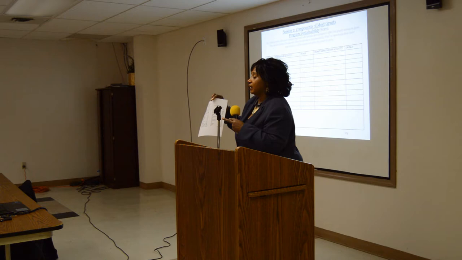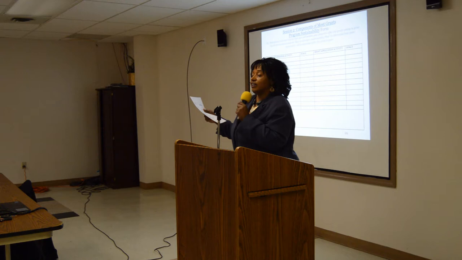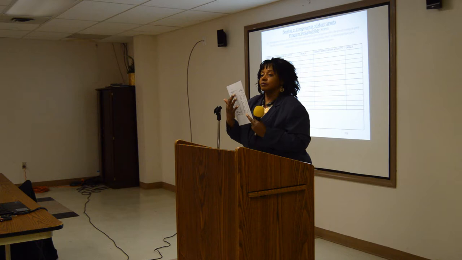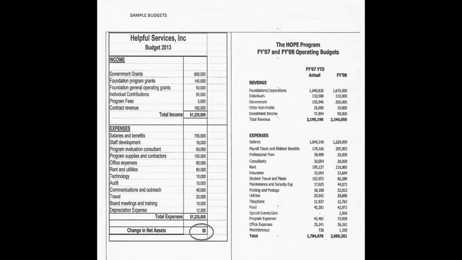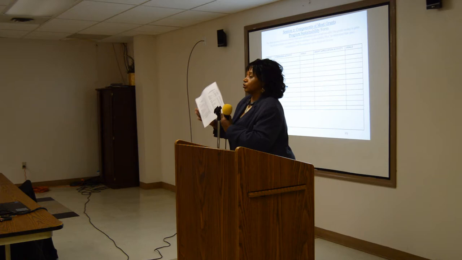The one on the right is a health services budget. And I like it because on the top it talks about government grants. So they're looking to get $800,000 from government grants. Have you found the page yet? It's the one with the two budgets on it. And I'm talking about the one on your left. That one, they're looking for $800,000 through grants, $140,000 through foundation program grants, $50,000 through foundation general operating grants, individual contributions, $50,000. That's what they're looking for. So this one gives you their expenses and what they're looking for.